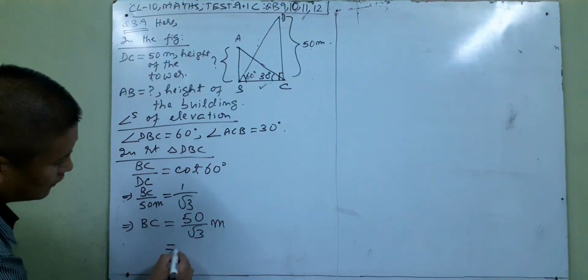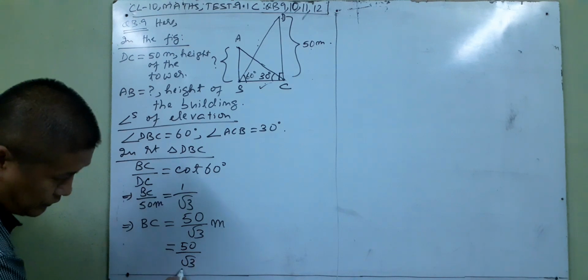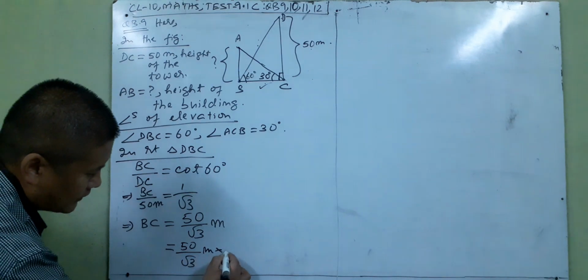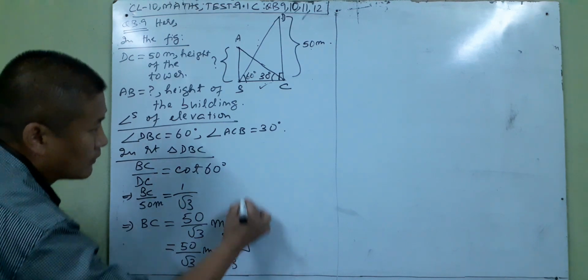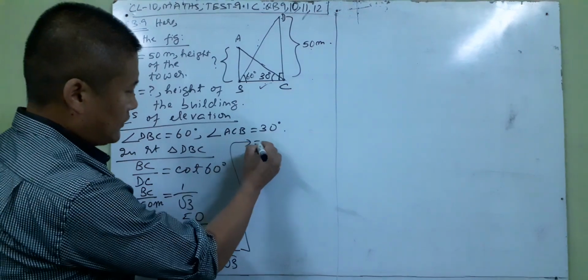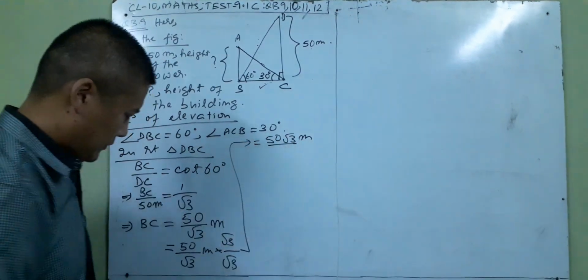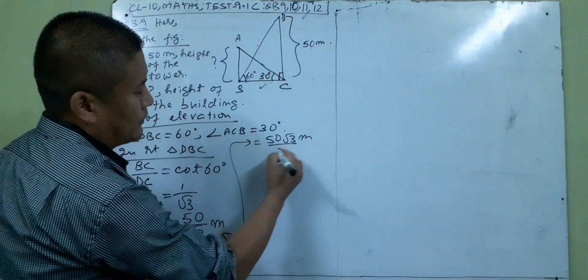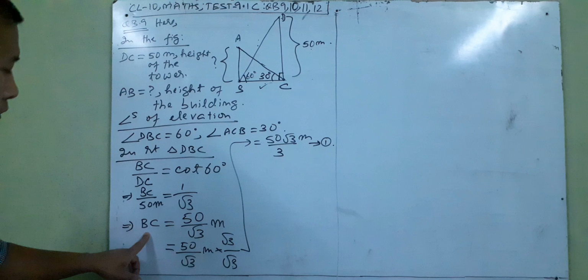Then we know by now how to do this. To remove the irrational root 3 from the denominator, we always multiply by the identical same root up and down. So as we keep on doing it, we will get here that is equal to 50 root 3 meter divided by root 3 into root 3, which is 3. So we may keep this one as equation number 1. Now what is the advantage now?